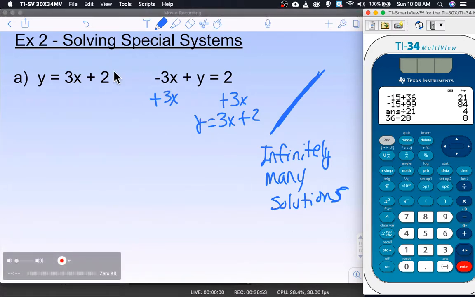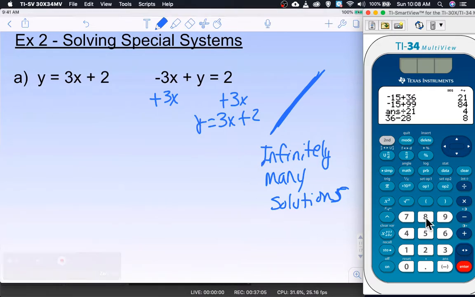A lot of times they're going to hide the fact that they're the same equation. Look, they don't look the same originally, but when you put them in the same form, when you have the x's and y's lined up and everything's good, we can see that they are the same equation. Infinitely many solutions.